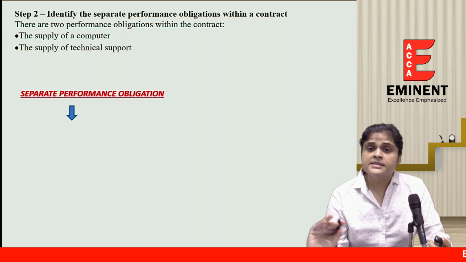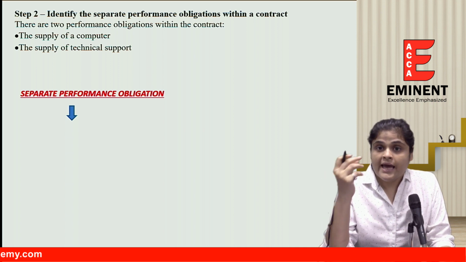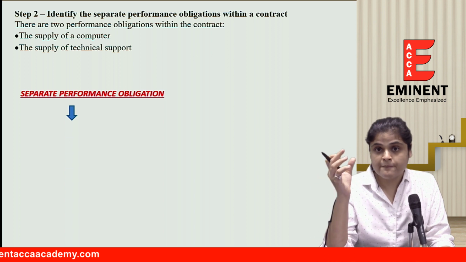Step number 2, in step number 2, we need to identify what is the performance obligation. ऐसा क्या करना है सेलर को जिसकी वजह से बायर उसे पैसा देगा.